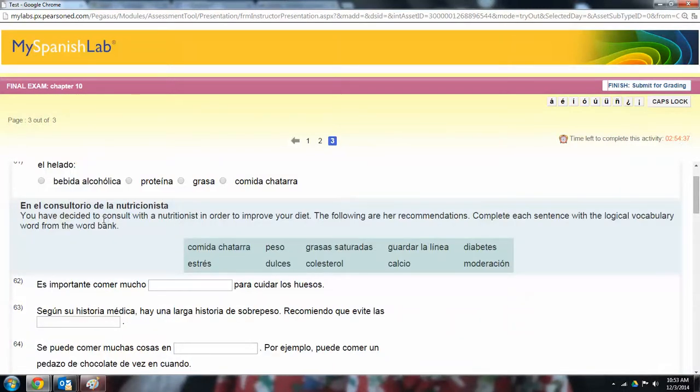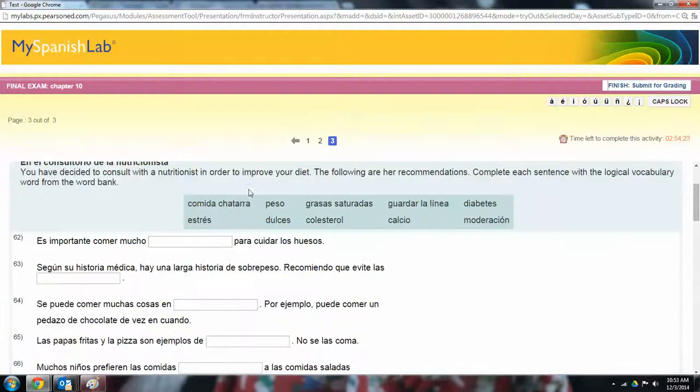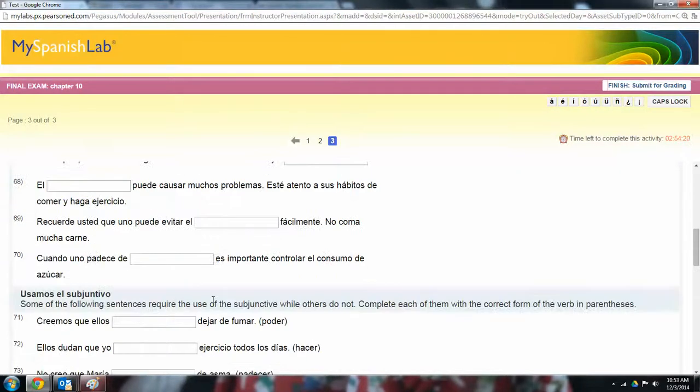Okay, "El consultorio de la nutricionista." You have decided to consult with a nutritionist in order to improve your diet. The following are her recommendations. Complete each sentence with the logical vocabulary word from the word bank. So you just read these sentences and plug in the word from the word bank that would best complete them.